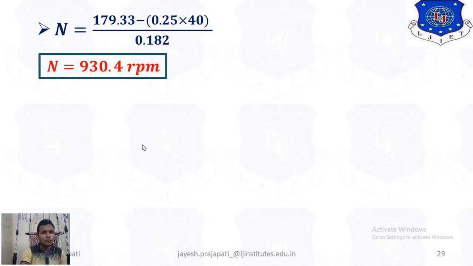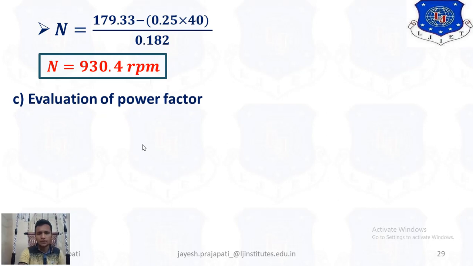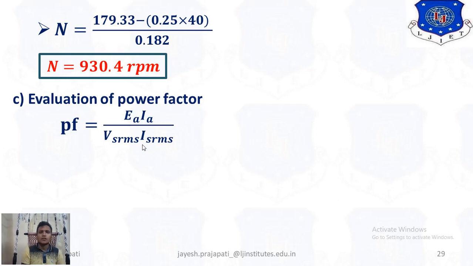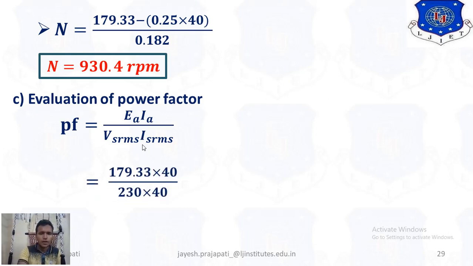Now the evaluation of power factor. If we calculate the power factor, then the power factor is equal to EA IA divided by Vs RMS into Is RMS. So that is the power factor equation. From this equation we can write EA equal to 179.33, IA 40, and Vs RMS 230, and Is RMS is 40 ampere, because Is RMS is equal to IA.